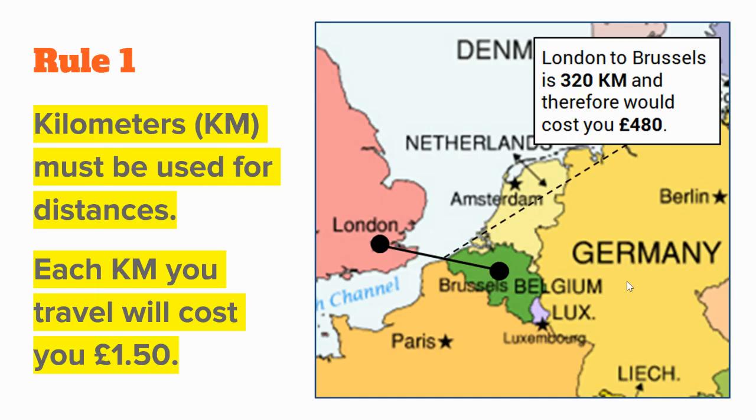Here are the rules. Rule number 1. All the distances you use must be in kilometers, and each kilometer that you travel will cost you £1.50. So, for example, if you wanted to travel from London to Brussels, that's 320 kilometers and therefore would cost you £480 because it's 320 times 1.5.